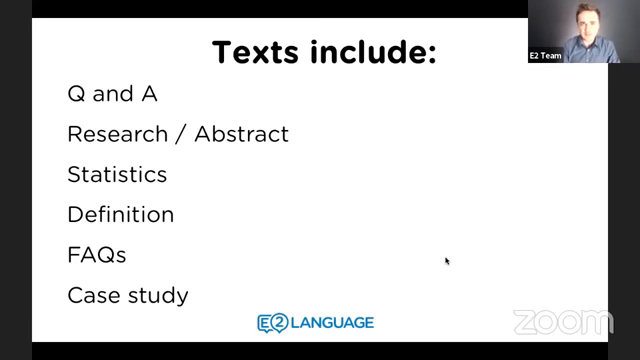So the texts that you may have to read from to find the right word to fill the gap include texts like Q&A, questions and answers. You might have to look at a research abstract. You might have to look at a table of statistics, a definition, an FAQ, or perhaps even a case study. So the texts vary and you'll get 3 or 4, usually 4 of these texts, okay? So imagine if you had to look at a table of statistics and you have to find a specific number or a specific item from the y-axis, for example, to fill that gap. You need to be able to read that very quickly in those 15 minutes.